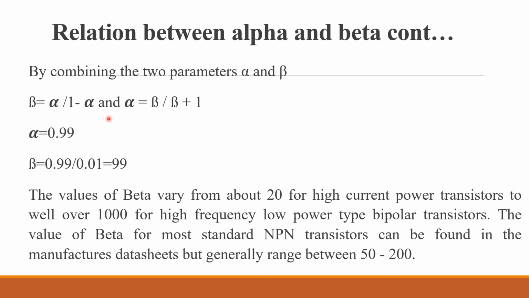So in this way beta and alpha are related, that is beta is equal to alpha upon 1 minus alpha, and alpha is equal to beta upon beta plus 1.